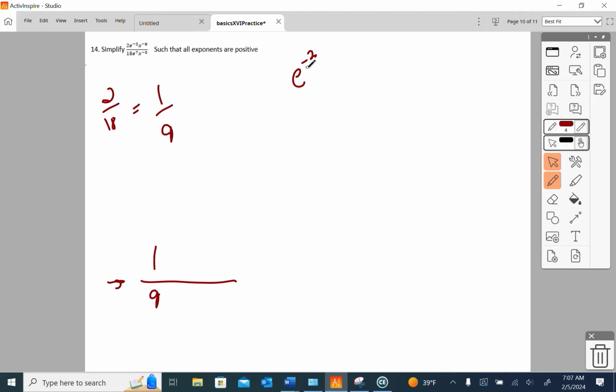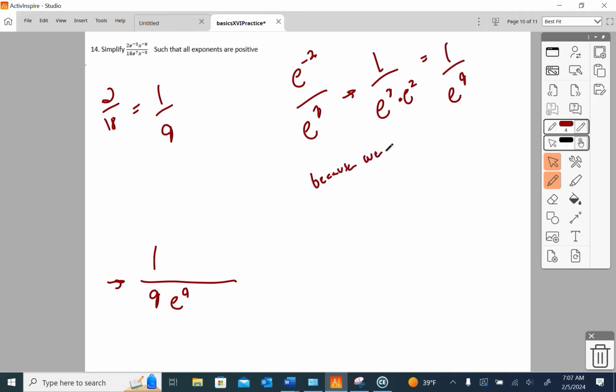I also have e to the negative second over e to the seventh, which most kids will say, okay, that's 1 over e to the seventh times e squared. And they'll add the exponents. That'll give you an e to the ninth down low. The reason we're able to do this is because we know that x to the negative n is 1 over x to the positive n.